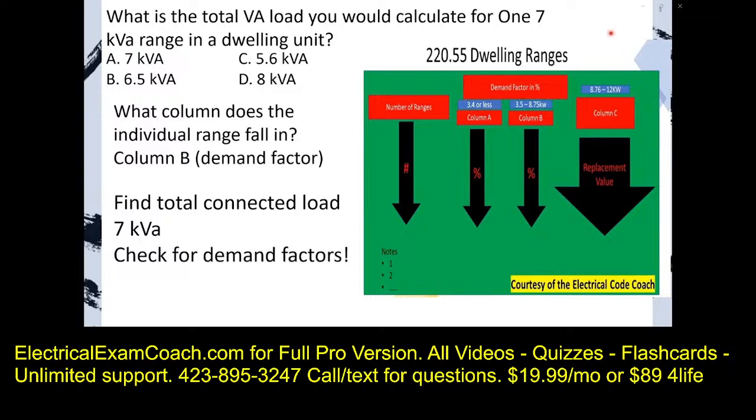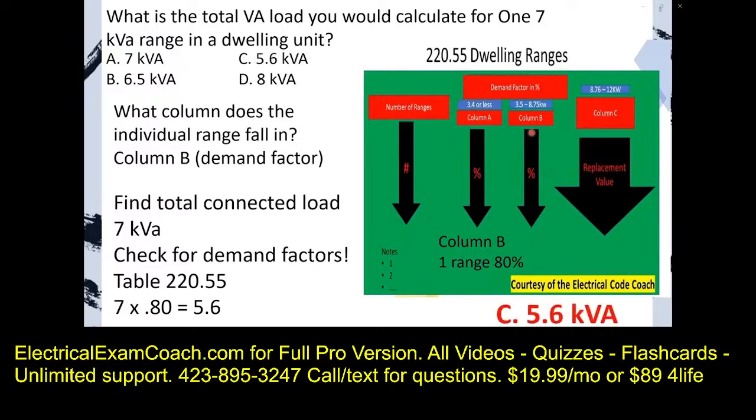Now let's check for demand factors. When we head back to our table, we're going to start on the left-hand side and find our number of ranges. Then we're going to cross over and find our multiplier. And when we do that, we find that it's 80% for 1 range. Now let's do the math. We take our 7 multiplied by our demand factor, and that gives us our new reduced load. And we select C.